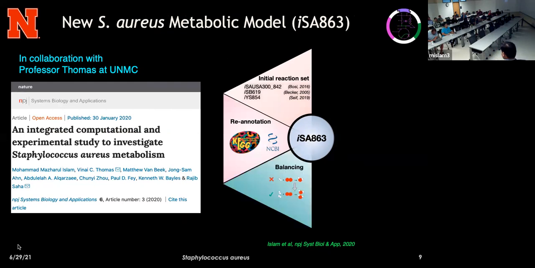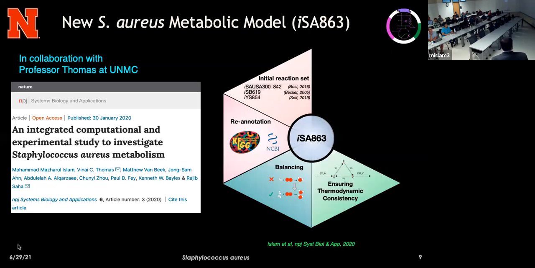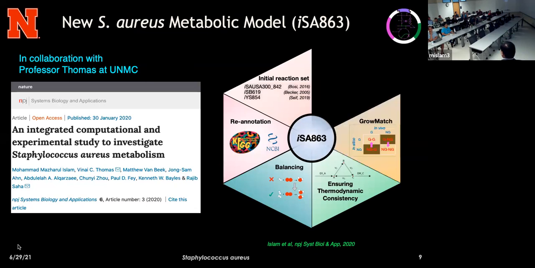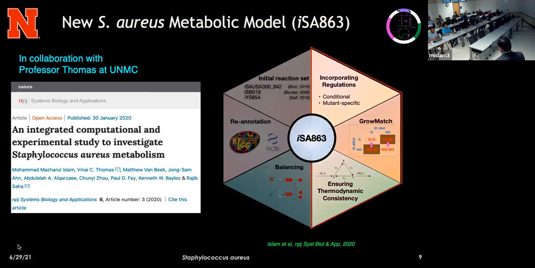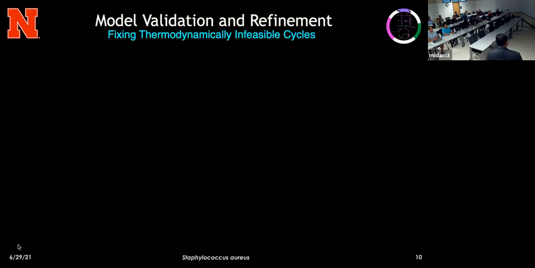I ensured that all of those reactions are balanced. And in the next step, I checked that the model is thermodynamically feasible. Then I used a tool called Rumen to reconcile the discrepancy between model predicted and experimentally observed gene essentiality information. And last, I used condition-specific and mutant-specific regulation information to further define the model. Now, in the next few slides, I'll briefly explain the last 3 steps of this process. First, fixing thermodynamic infeasibilities in the model.